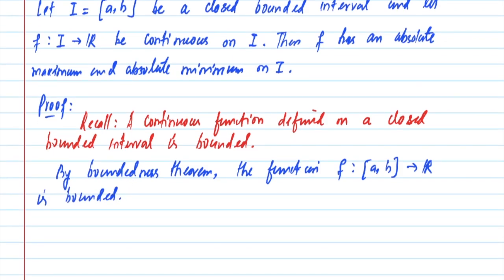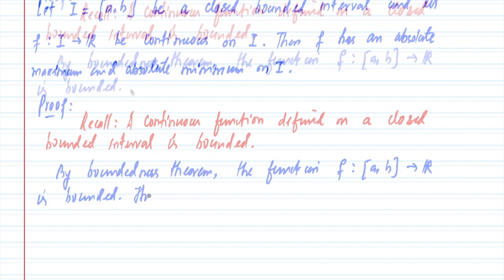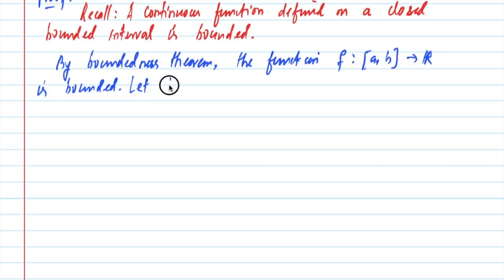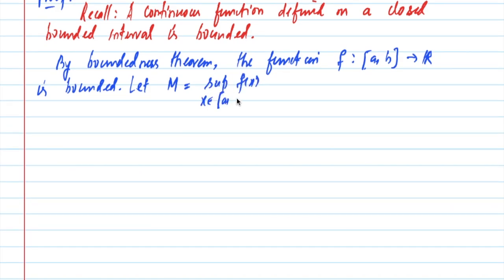Now what we mean by a bounded function: let M be equal to the supremum of f(x) such that x belongs to the interval [a, b]. Now we are defining this quantity M. Since our function f is bounded, M is the largest value that f(x) attains at some point x in the interval [a, b]. We need to show that the function f attains its absolute maximum and absolute minimum. We shall again prove this theorem by contradiction.